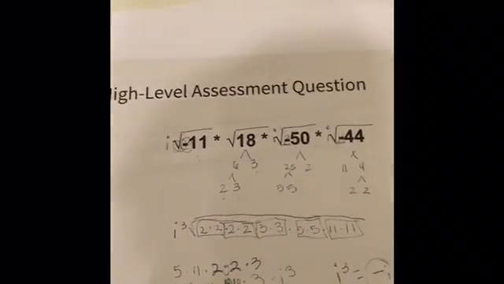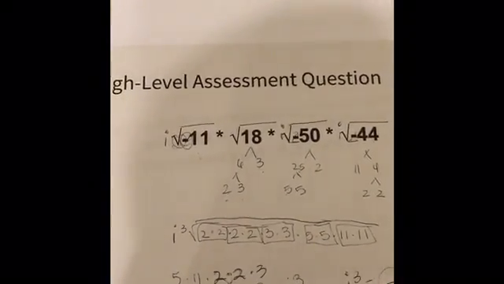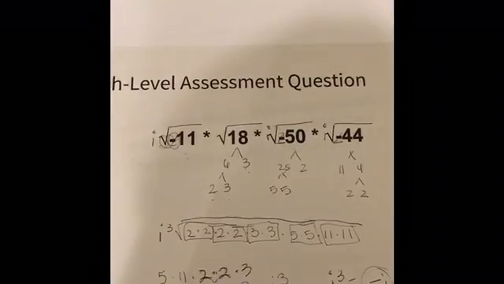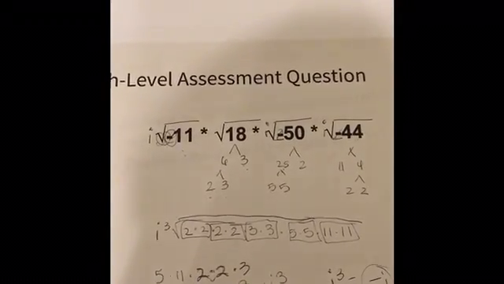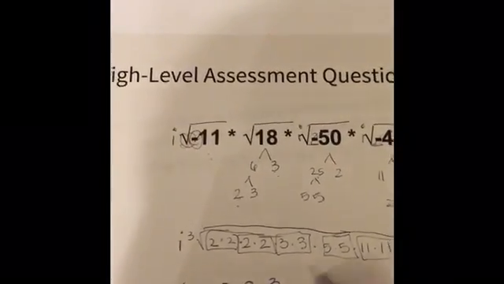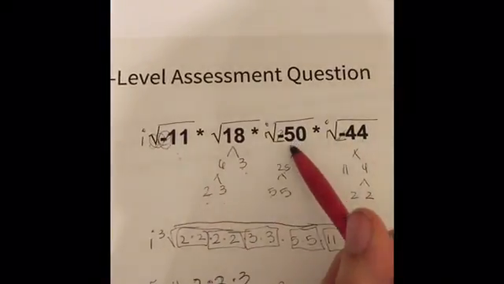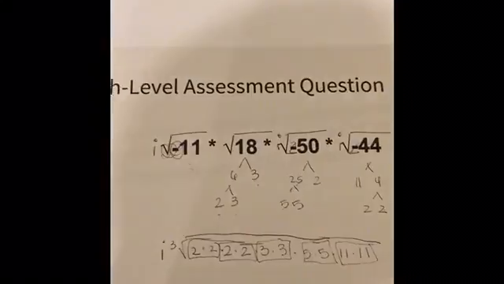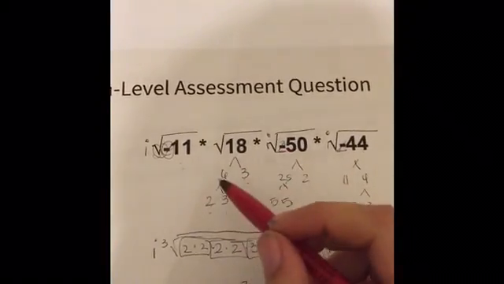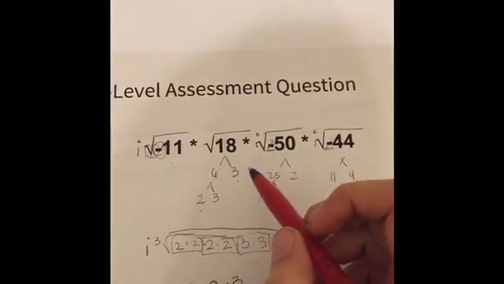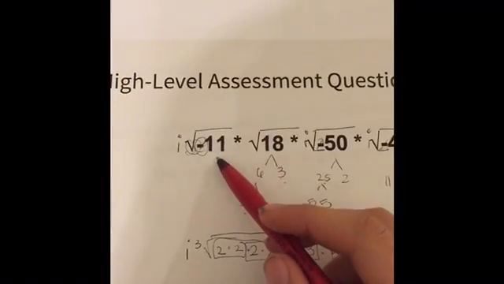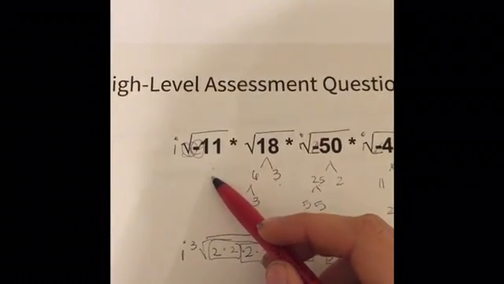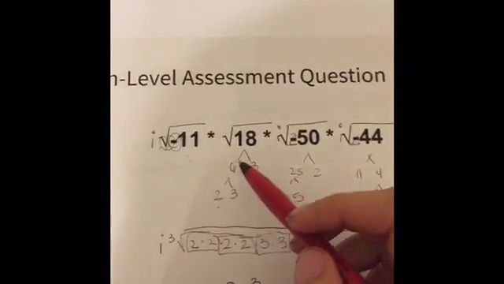This problem is a high-level assessment question. This problem will be more difficult than the others, however, the same principles do apply. So first we get rid of the negative under each square root, and we put i on the outside. Next, we see if any of the numbers under the square root need to be factored out, which there are. However, 11 does not need to be because it can't be factored out anymore.